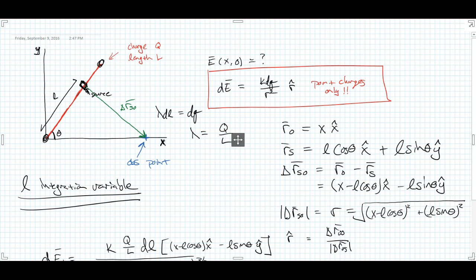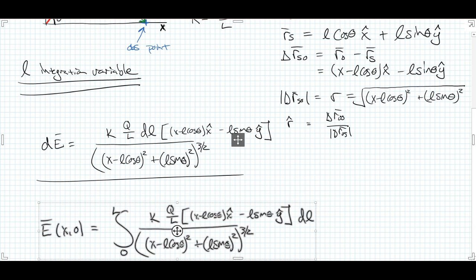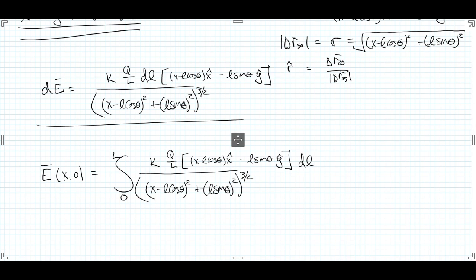And so when I'm at the bottom, L is equal to 0, and when I'm at the top, L is equal to the length of that line charge, which is capital L. So this will be from 0 to capital L. And there we are. This is the integral that would have to be evaluated in order to calculate the field along the x-axis due to this charge distribution. Of course, it doesn't look very good, but now it's just a calculus problem.